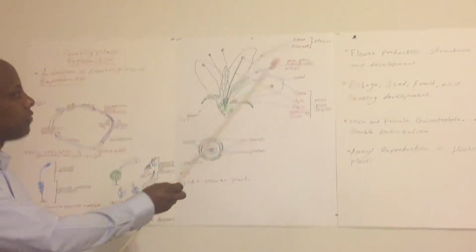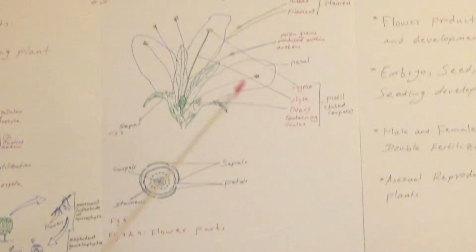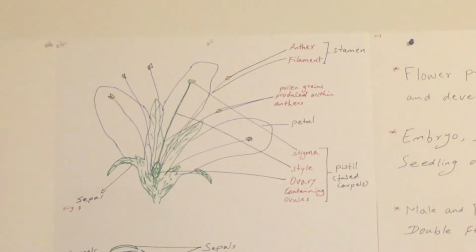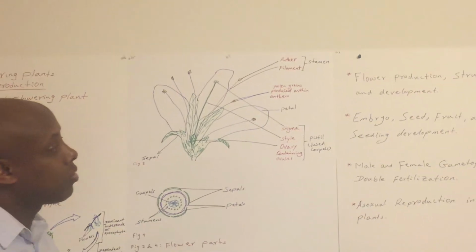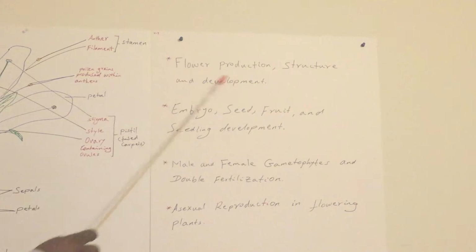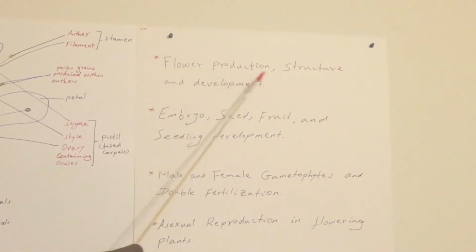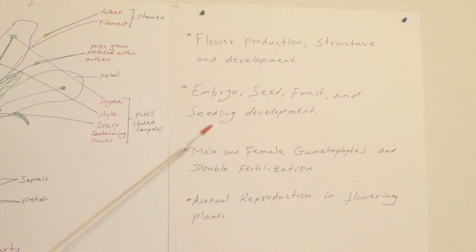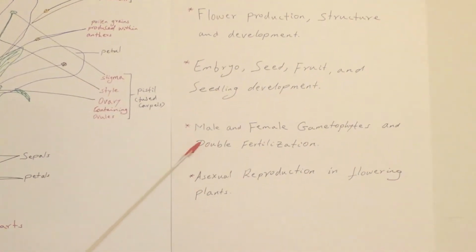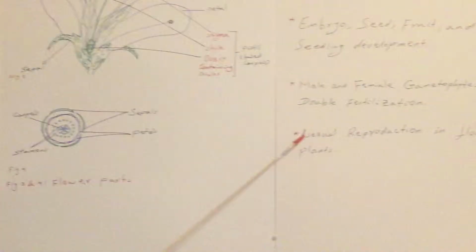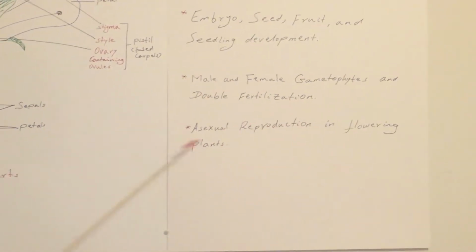And here we have the general parts of a flower, which are mainly important for flowering plant reproduction. And we're going to talk about these details: flower production, structure and development, embryo, seed, fruit, and seedling development, male and female gametophytes and double fertilization, and asexual reproduction in flowering plants.